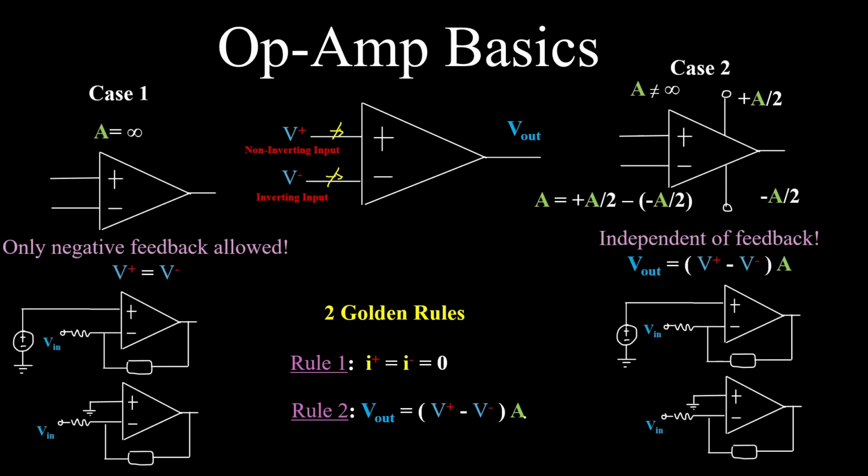Now, the gain can be either infinitely large or it can be not so large. When the gain is infinitely large, only negative feedback is allowed. What is negative feedback? When the output has a feedback loop to the inverting input of the op-amp. I put a square here symbolizing an impedance, so it can be either a resistor, a capacitor, or whatever.